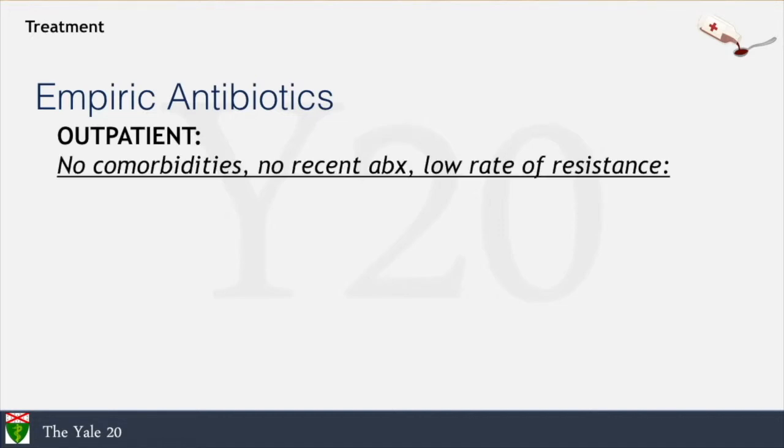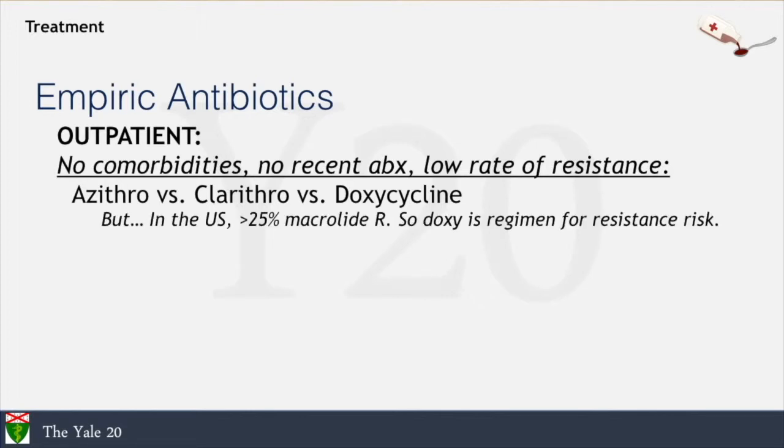So, if it's an outpatient type of patient, no comorbidities, no recent antibiotics, and a low rate of resistance, you can use azithromycin, clarithromycin, so your macrolides, or doxycycline. And this is just saying monotherapy. But it should be mentioned that in the US, for strep pneumo, greater than 25% are now macrolide resistant, so resistant to azithro and clarithro. So it's not looking good. So if you're in an area where that's the case, doxycycline might be the way to go to start out.